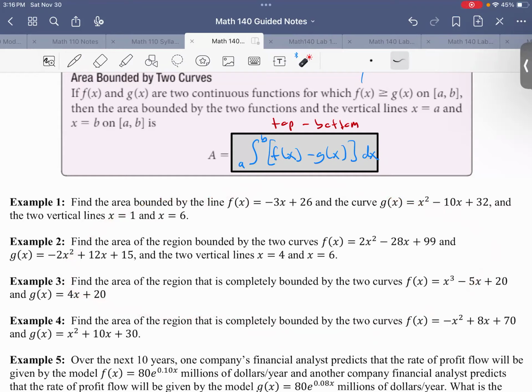Okay, welcome back. So what we're going to do is try out a couple examples to finish out this section of area bounded by two curves. So let's look at example one. I also have these spaced out in a separate document, so let's go to that document right now.